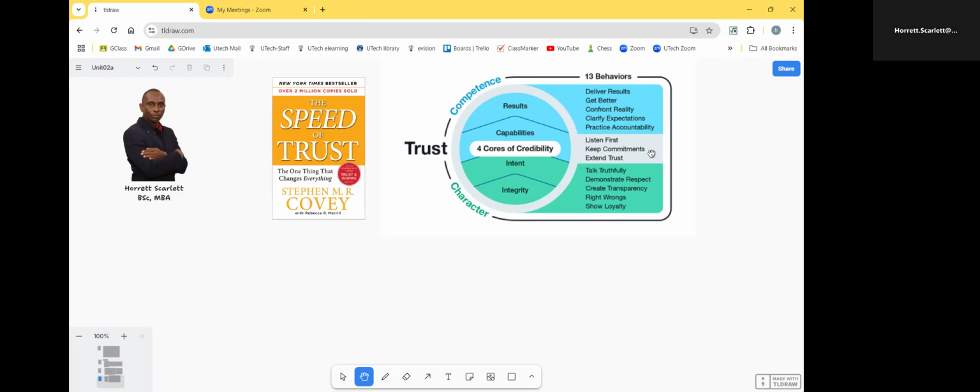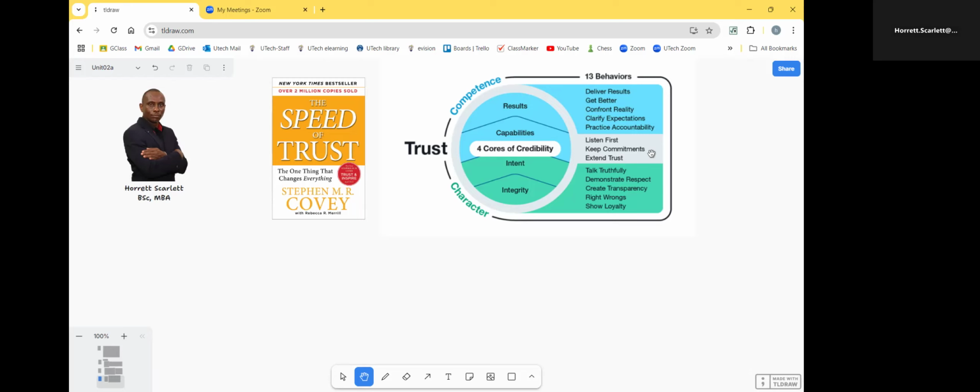And also to extend trust. If we trust people first, then they will try to reciprocate that in most cases and extend trust to us as well. So in other words, let us give persons the benefit of the doubt. And these are some of the things that we can use to ensure that we have a high trust factor within an organization.